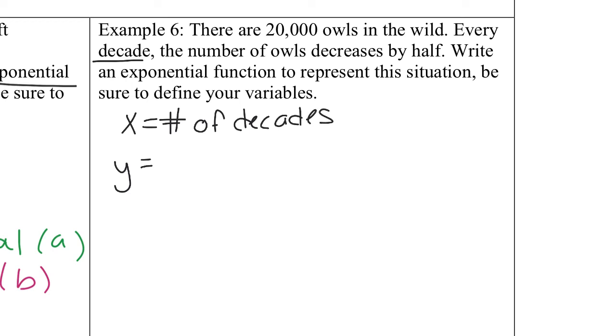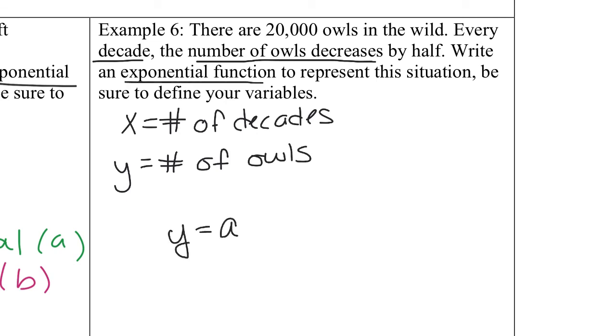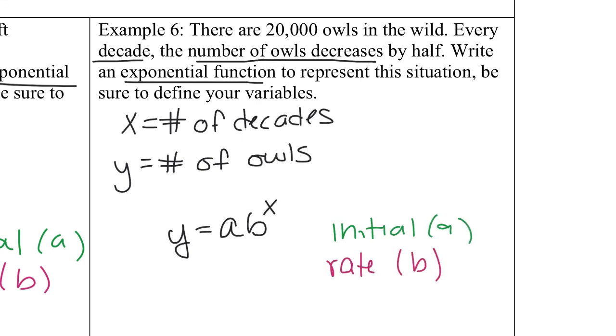Then y, well, what's happening every decade? The number of owls are decreasing. So in this case, y would be the number of owls. So it says write an exponential function. So that means we're going to have y equals a b to the x. So again, a is your initial and b is our rate of decline or increase.